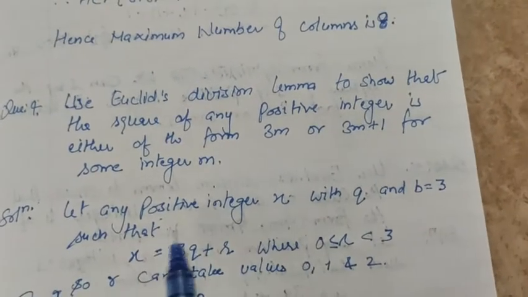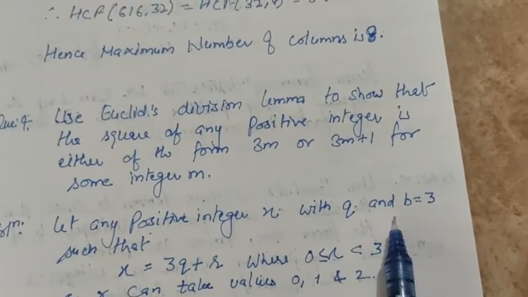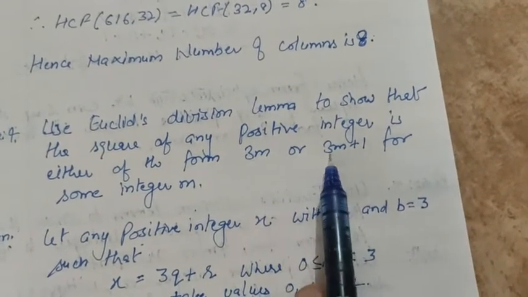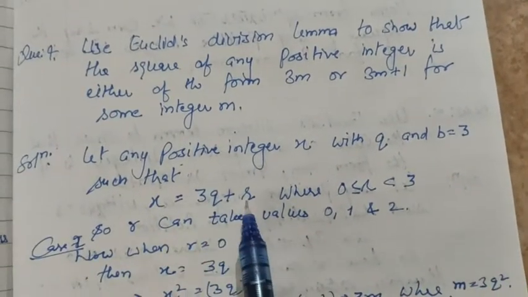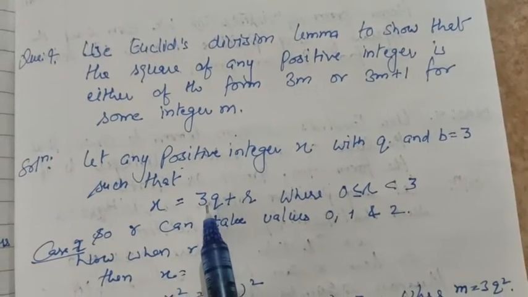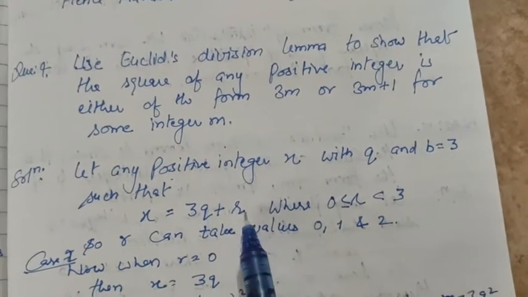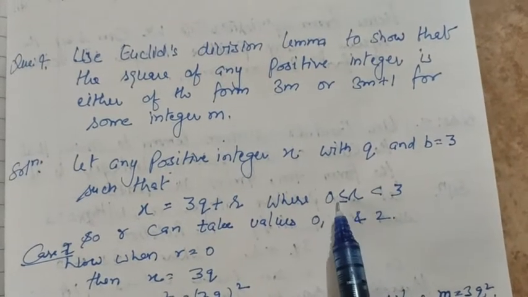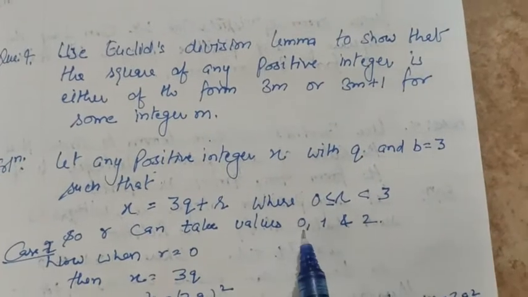So let a be any positive integer. Let any positive integer x with q as quotient and b equal to 3, as we have already been given 3m or 3m plus 1. So here b is 3, such that x equals 3q plus r, where x is the dividend, that is any number, the divisor is 3, the quotient is q and r is the remainder. So r can be greater than or equal to 0 and less than 3, that is less than the divisor. So r can take values 0, 1 and 2.